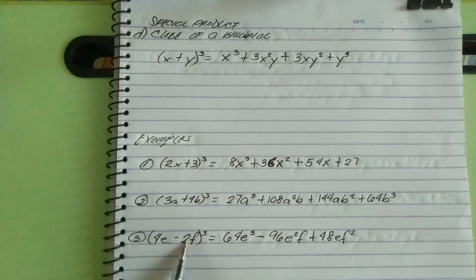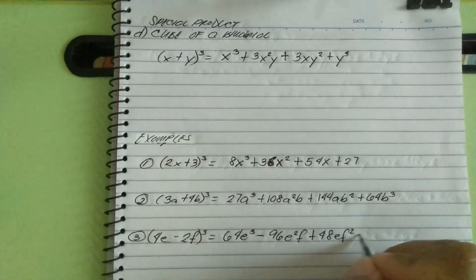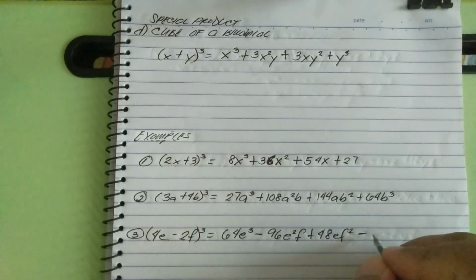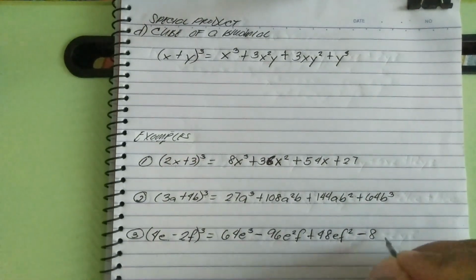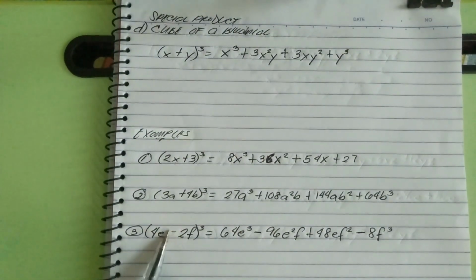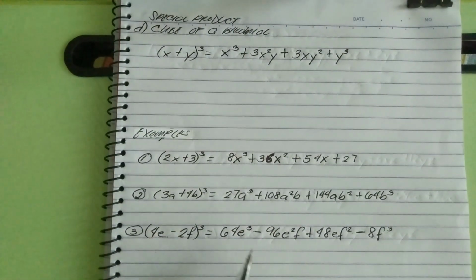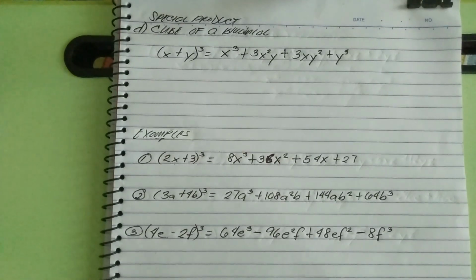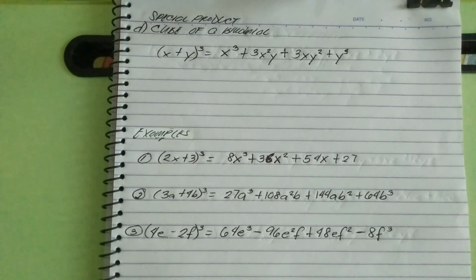Negative times another negative, kaya negative ang sagot natin. Okay? So we have negative times negative, na tatlong 2, we have negative 8F cubed. Pansinin ninyo kapag negative po ang second term natin, alternating po ang ating sign. Positive, negative. And that's it.